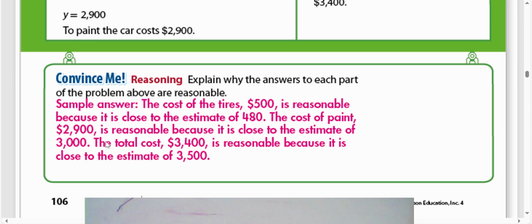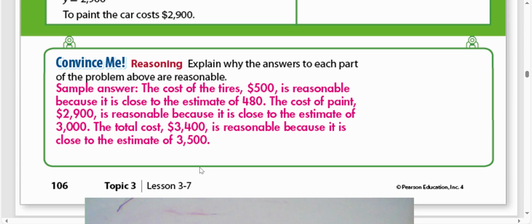Question number 106. Explain why the answer to each part of the problem above is reasonable. The answer here: the cost of this $500 is reasonable because it is close to the estimate of 480. If we approximate 480 to the nearest 100, the result will be 500. The cost of paying $2,900 is reasonable because it is close to the estimate of 3,000. Total cost 3,400 is reasonable because it is close to the estimate of 3,500. Okay, next page.